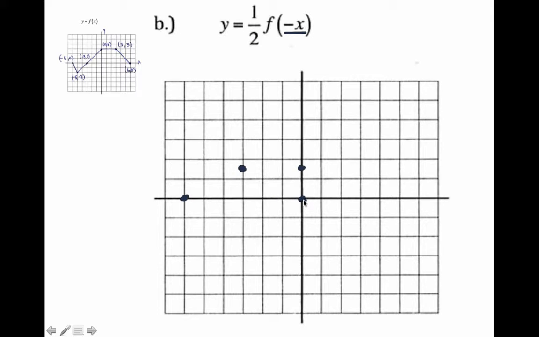I would go back 3 and up 0, but this time I'm going to go to the right 3 and up 0. 0 times 1/2 is 0. I would go over 5 in the negative direction, but the negative in here flips that over here. And instead of going down 2, I go down 1. And then instead of going back 6 and up 0, I go to the right 6 and up 0.